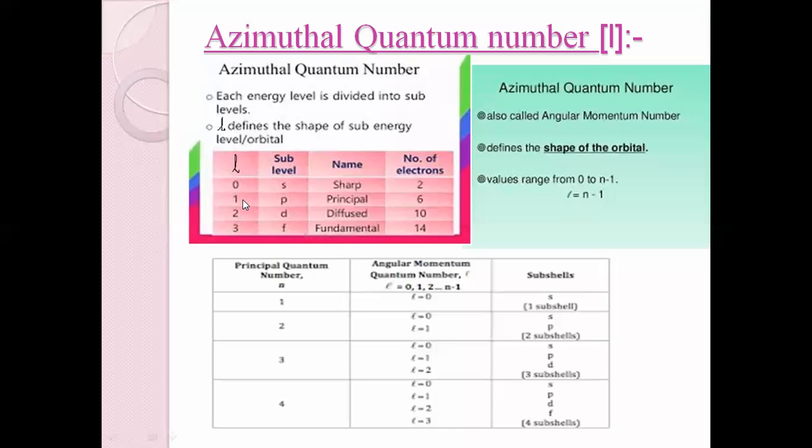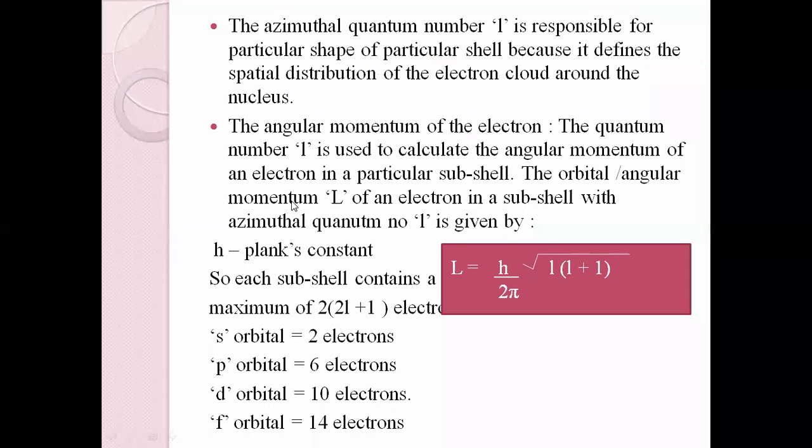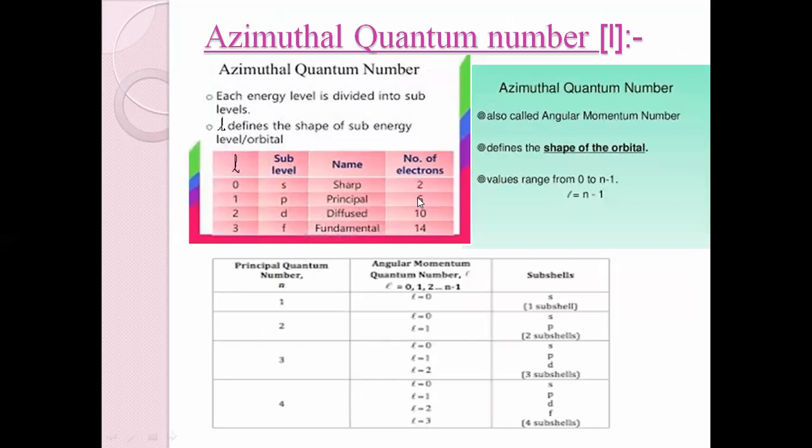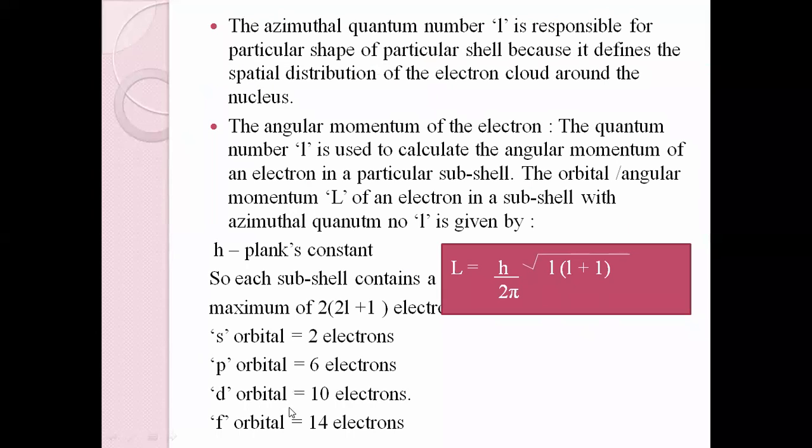Similarly, here l is equal to 1, which is representing the p orbital. So just 2 into 1 plus 1, how much is it? 3. 3 into 2 is how much? 6 electrons. So the p orbital can occupy these 6 electrons in its space. This is how the distribution takes place. Now for the d orbital, l is equal to 2. So substitute the value: 2 into 2 plus 1, 4, 4 plus 1, 5, 5 into 2 is 10 electrons. Similarly, the f orbital consists of 14 electrons.